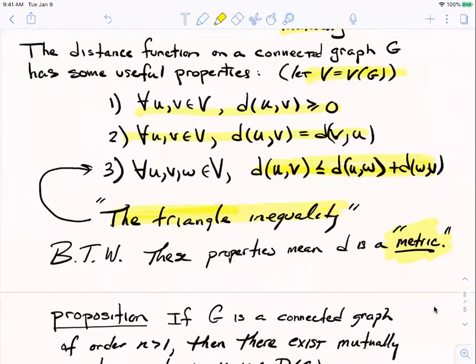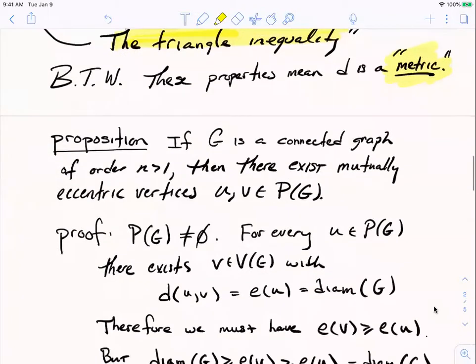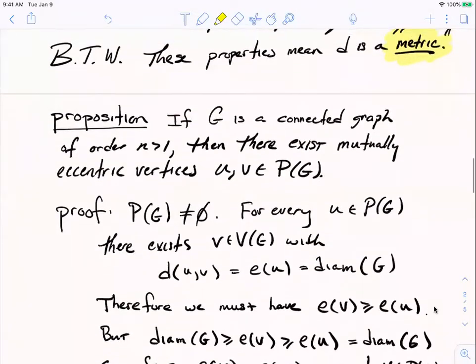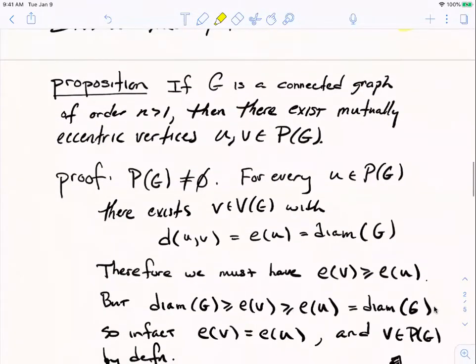I think the first one is actually the second fact that I conjectured. So let's take a look at the statement of it, and then I've sketched out a proof. I'll try to walk you through it. So the proposition is for a connected graph of order at least 2, its order is strictly bigger than 1, and then there always is a pair of mutually eccentric vertices, right?